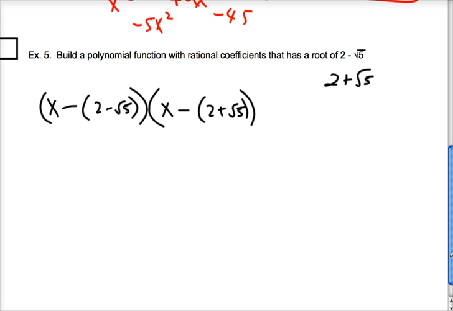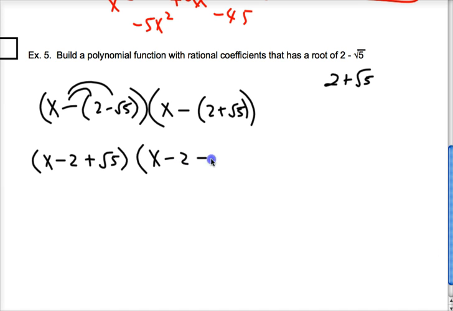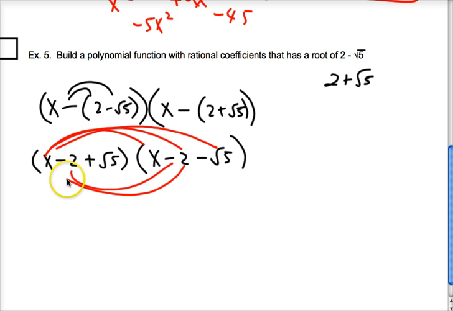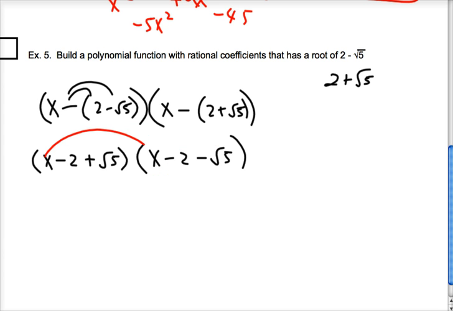Well, I'm going to go ahead and distribute the negative and change these. So it'd be x minus 2 plus root 5. I distribute this negative. And x minus 2 minus root 5. Which you could take x times all 3, then negative 2 times all 3, and then square root 5 times all 3 and add like terms. But there's a simpler way.